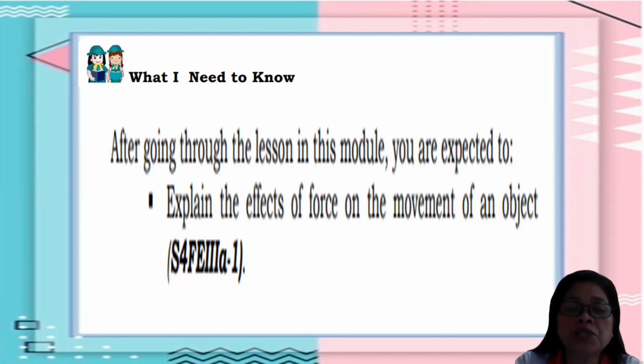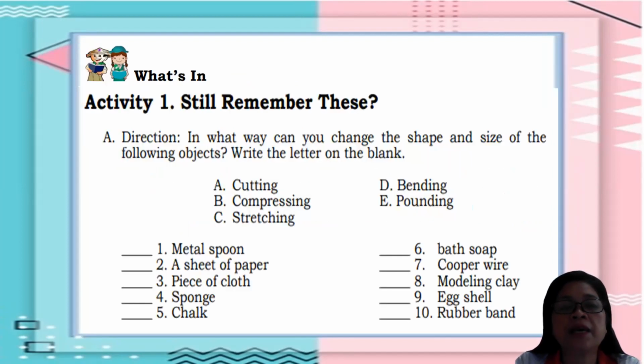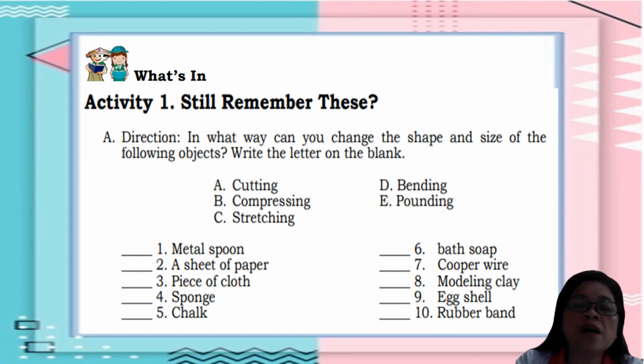Effects of force on the shape and size of an object. So here's the activity. Activity 1, still remember this. A, direction. In what way you can change the shape and size of the following objects? Write the letter on the blank. So, for every answer, there is a corresponding letter. For example, for number 1, if you think the answer is letter A, so you write letter A on the blank. All right.